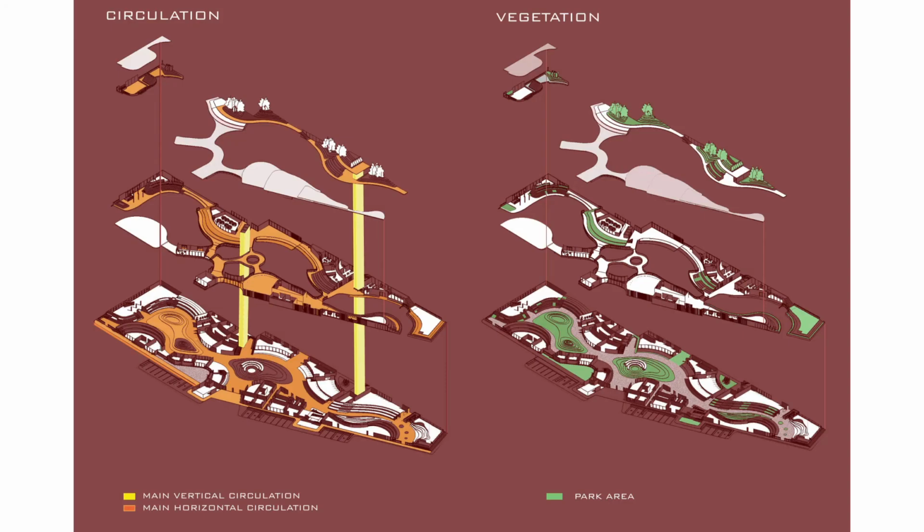So here's some informative diagram that I've done for vegetation and circulation. So as you can see, the vegetation is basically in the middle of the building and also the facade and the roof of the building. The yellow color part is actually the main vertical circulation of my building, which is the lift lobby, and the orange color is the main horizontal circulation.